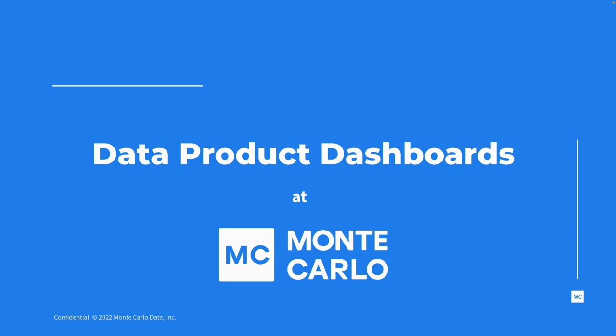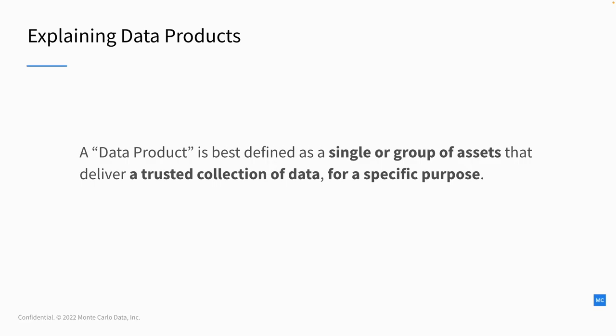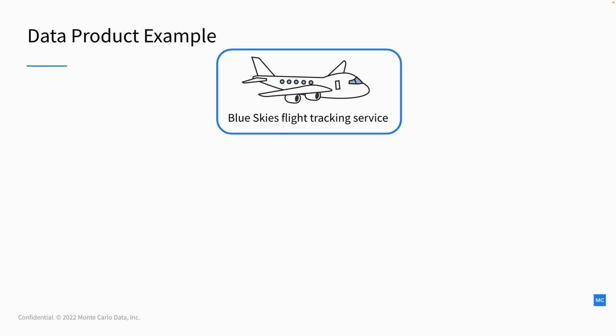Let's talk about data product dashboards at Monte Carlo. A data product is best defined as a single or a group of assets that deliver a trusted collection of data for a specific purpose. Now, to make this even more real, let's look at an example.